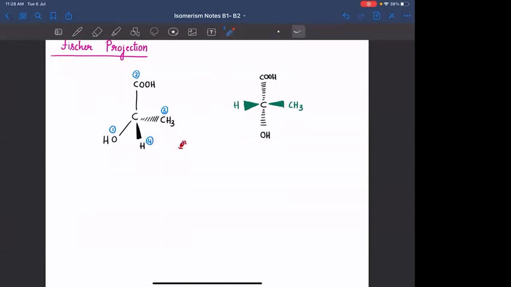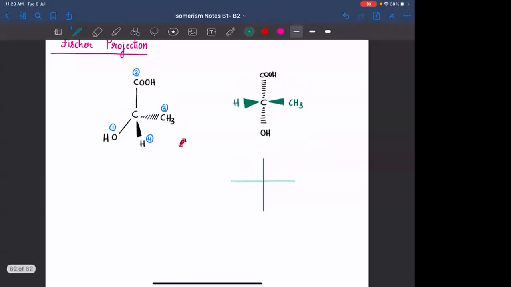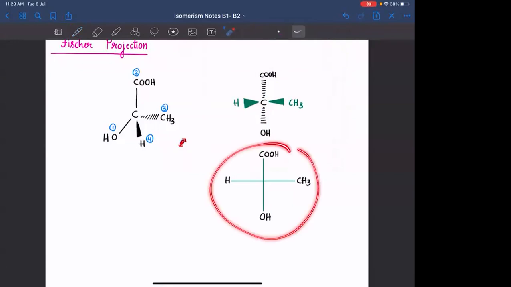Okay. So if that's the case, I can represent this molecule equivalently as this, like a plus sign, right? You have COOH, you have hydrogen, you have CH3, you have OH. This is the representation of the molecule. In the middle you are having carbon. Is that clear?